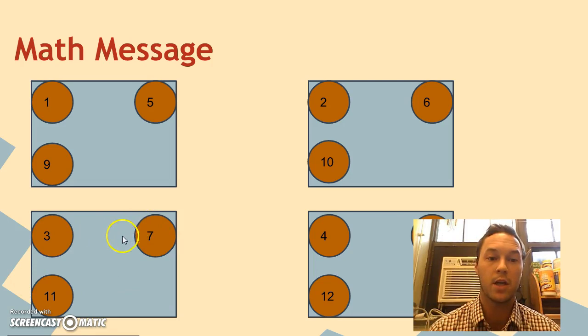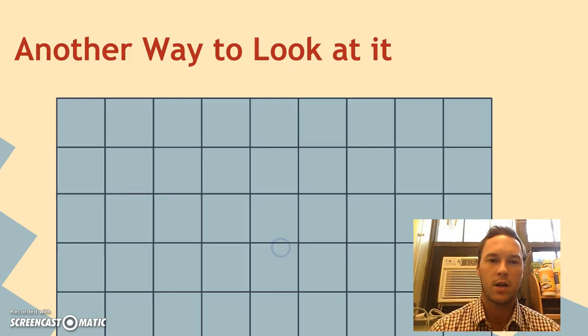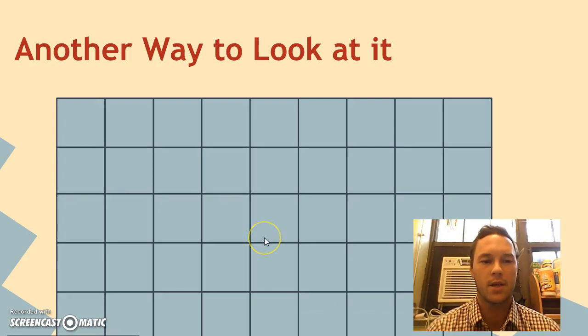So we could say 3 times 1, 2, 3, 4 equals 12. Or it could be 12 divided by 4 different groups equals 3. 3 times 4 equals 12. And this is another way to look at it.